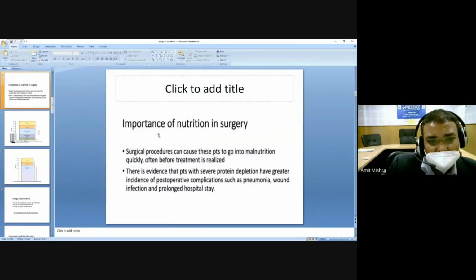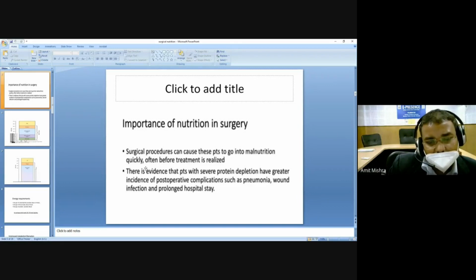Then, importance of nutrition in the surgical patient. Basically, surgical procedures cause patients to go into malnutrition quickly, often before treatment is realized. So optimization is very important. That concept led to the optimization of the surgical patient who is being planned for surgery or who is going to undergo a major surgical procedure or even a minor surgical procedure.